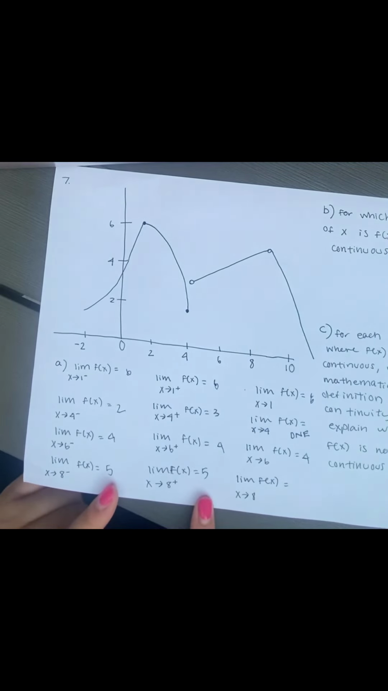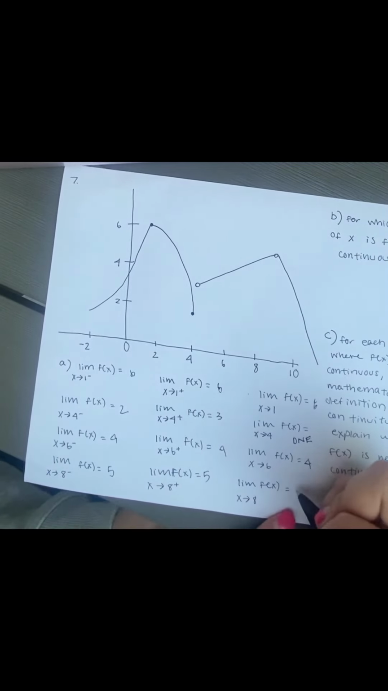I don't know if I got these two mixed up. This is from the left, this is from the right. They both go to 5. Therefore, the limit of f of x as x approaches 8 should be 5.